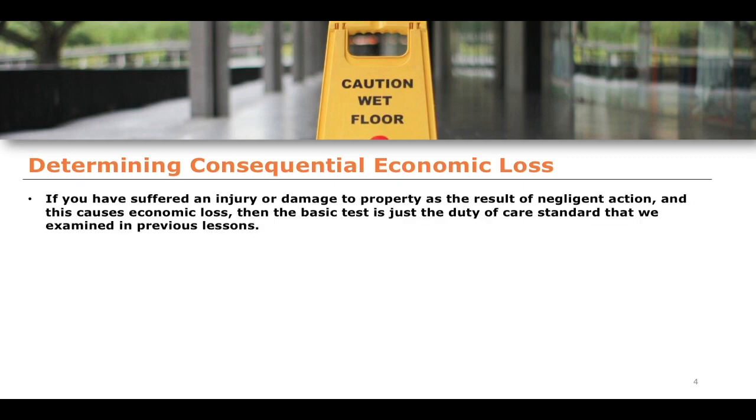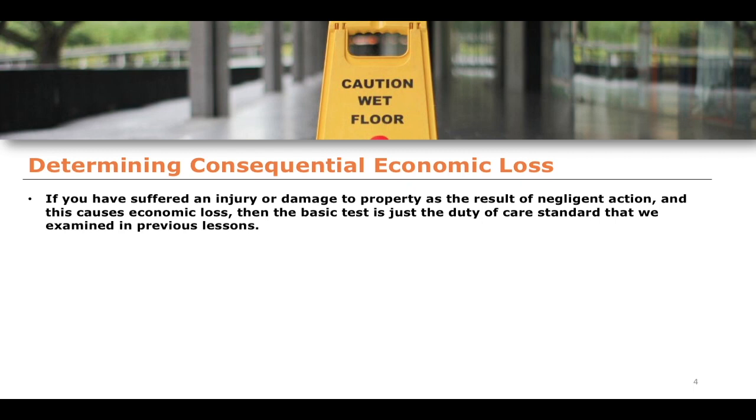If you have suffered an injury or damage to property as the result of negligent action, remember, all of these cases, whether we're talking about economic loss or psychiatric injury, require you to have shown that there is negligence in the first place. You have to have a duty of care, breach of duty of care, causation in fact, causation in law, remoteness, or a lack of remoteness, should I say, etc. And so, assuming that you can provide for all of these different ideas of negligent action, and that there is economic loss that is caused by the damage to either yourself, personal injury, psychiatric injury, or to damage to your property, for example, then the basic test is just the duty of care standard that we have examined in previous lessons.